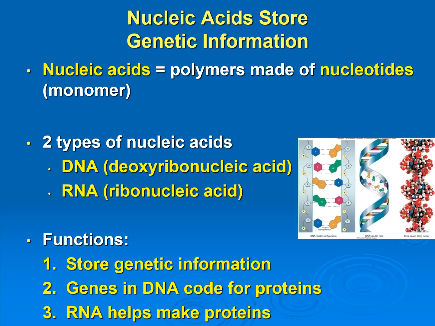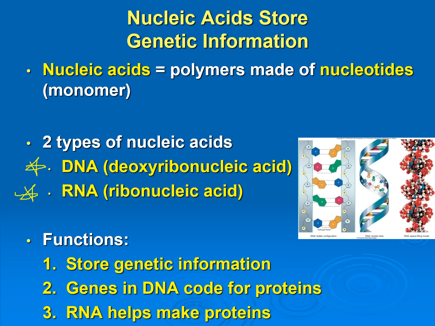The last macromolecule we're going to talk about are nucleic acids. Nucleic acids are the polymer, and the subunit or building block they're made of are nucleotides. That's the monomer. There are two different types of nucleic acids: DNA and RNA.